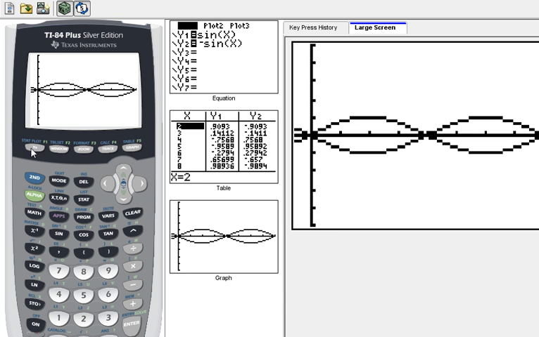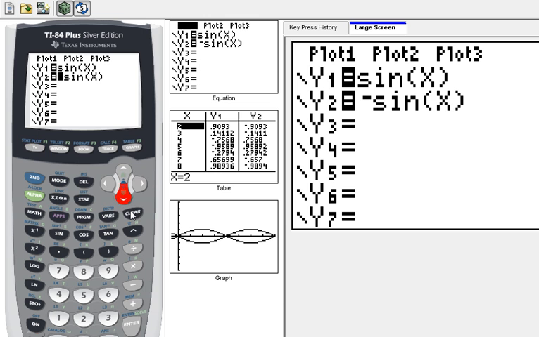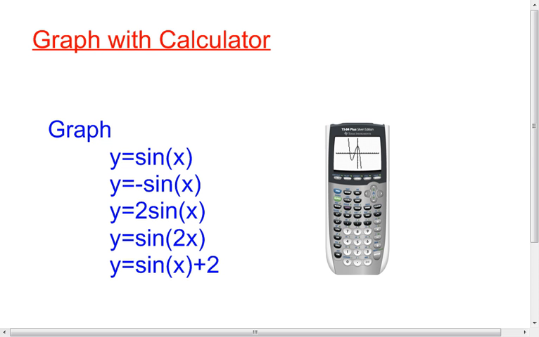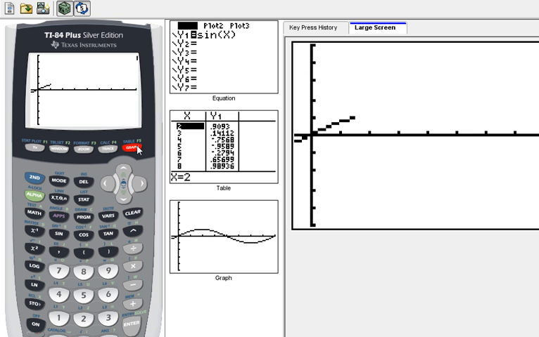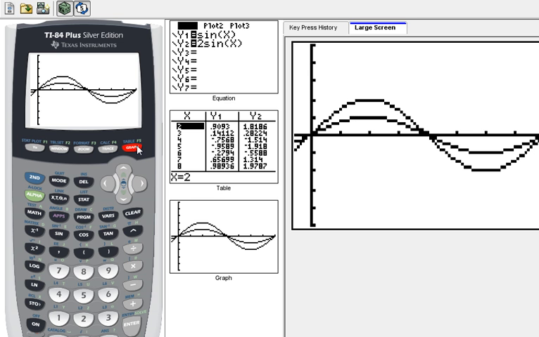Okay? Then we're going to go back. I'm going to clear out y2. And the next function I want you to graph is 2 sine x. Okay, so 2 sine of x. So now when you throw that 2 in front of there, I want you to think about what that does to your graph. And notice what that did is it made your high points a little higher and your low points a little lower. It really affects what is called the amplitude.